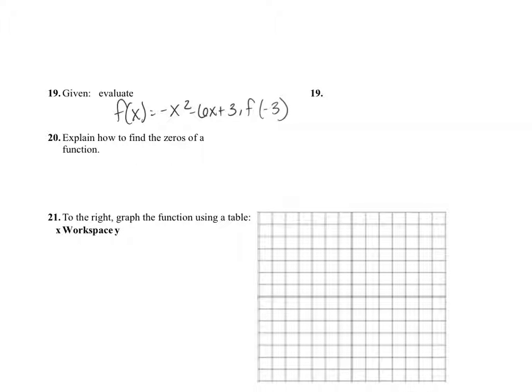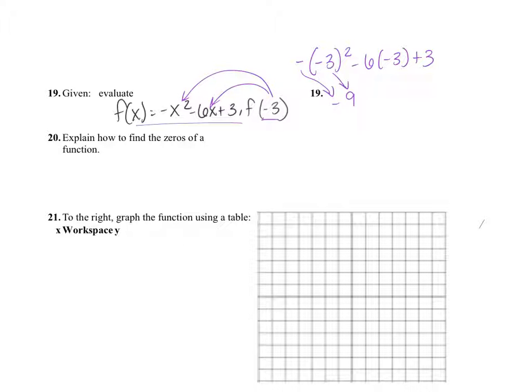When we're asked to evaluate, they give us a function and a number to substitute in. We're just going to take that -3 and sub it in for anywhere we see an x. So we're going to rewrite this as negative (-3) squared minus 6 times (-3) plus 3. Always use parentheses because that'll help you when you're doing this. -3 squared is 9, so we bring down this negative.